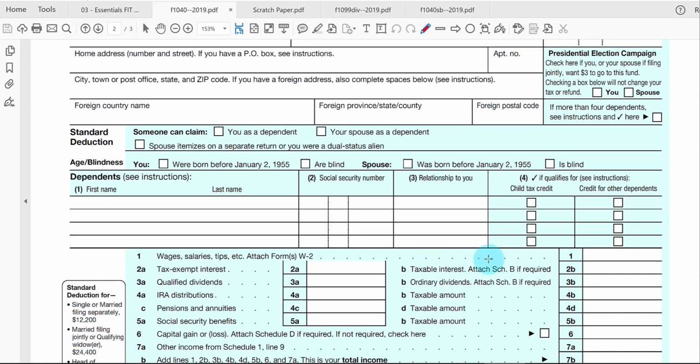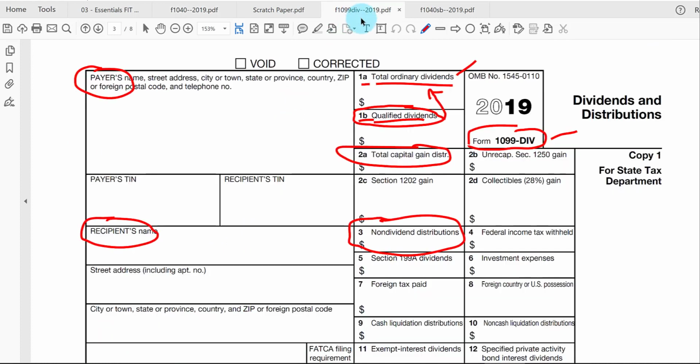So line 3B would be the ordinary dividends that you had subtotaled on that Schedule B. But going off to the right, here in 3A, would be the qualified dividends. Again, let's go back to the 1099 form. The ordinary dividends are in that right-hand column of the 1040 form, and the qualified dividends in the left-hand column.